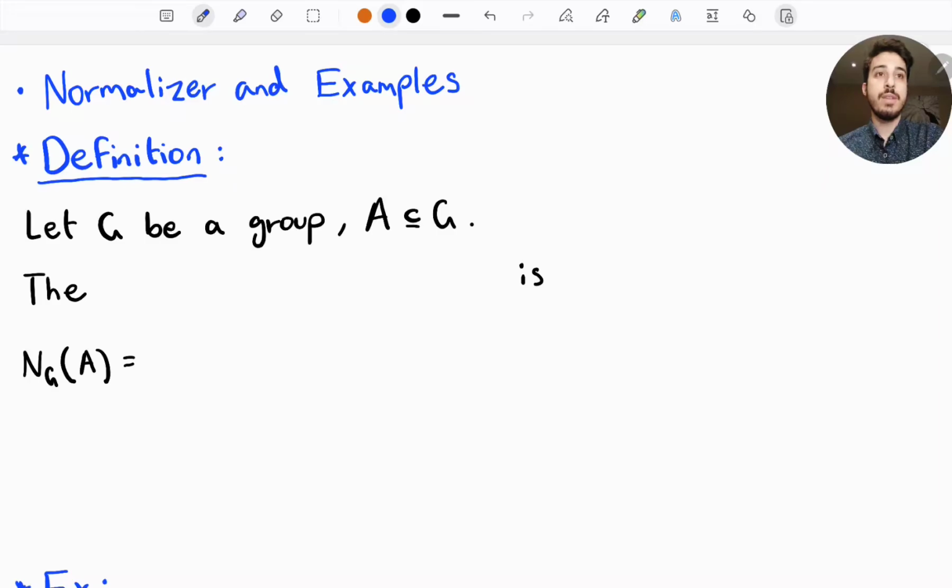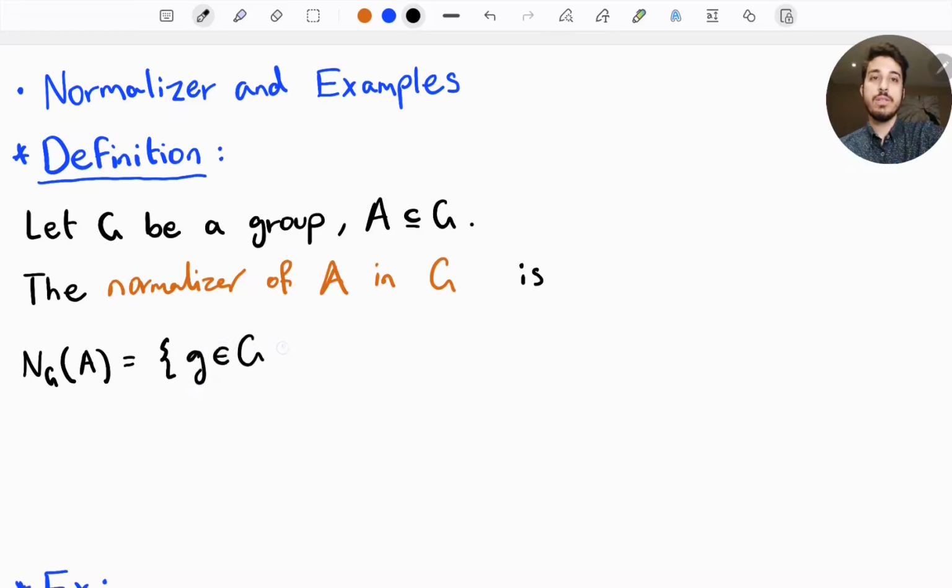Formally speaking, if G is a group and A is a subset of G, the normalizer of A in G is denoted by N_G(A), and that is equal to the elements G in G such that G times the set A is equal to the set A times G. Well, what do I mean by that? In terms that we understand in set theory.